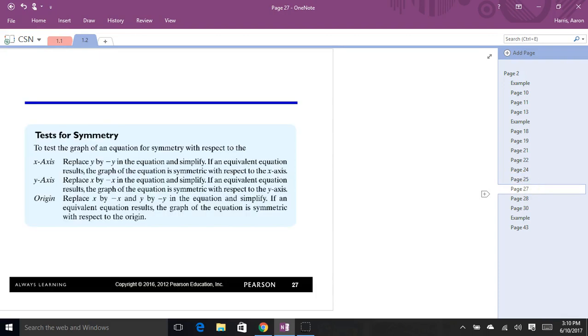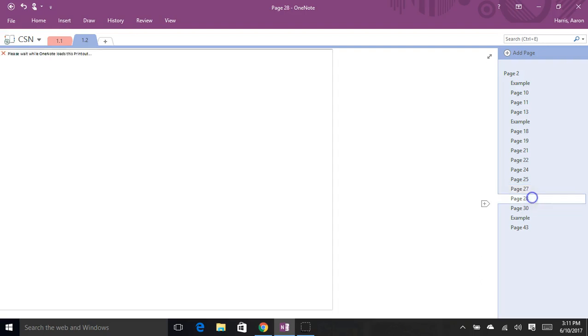So here's your test for symmetry. If you're going to test for symmetry about the x-axis, you replace y with negative y and see if it's the same. If it is, it's symmetrical about the x-axis. To test about the y-axis, you replace x with negative x, and it's got to be the same. To test if it's symmetrical about the origin, you replace x with negative x and y with the opposite of y, and if it simplifies to be the original, it's symmetric with respect to the origin.